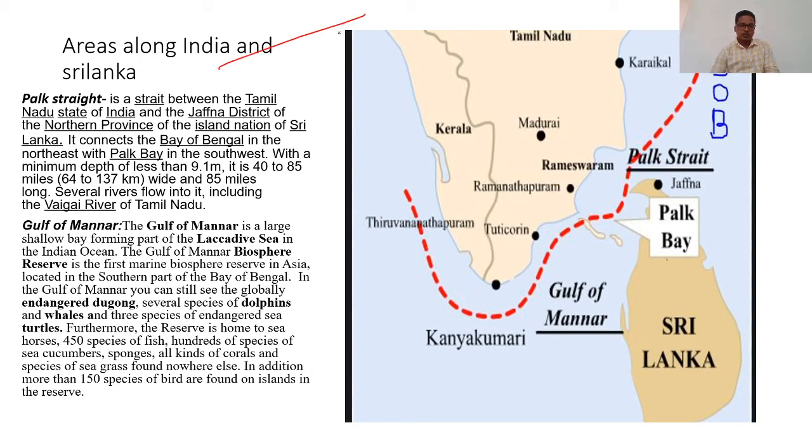So Palk Strait, okay. Here you can see the straits are what? Straits are the narrow channel of water which connects two large water bodies. Here the two large water bodies you can see are the Palk Bay and the Bay of Bengal. And here connects a very narrow channel, Palk Strait.